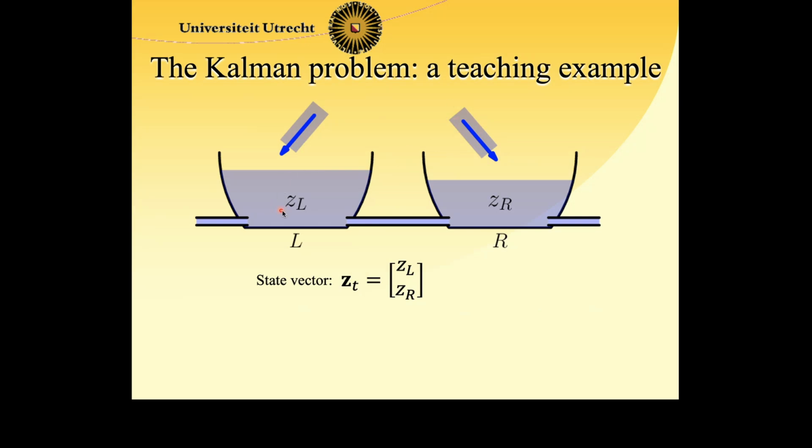Now we have two variables. That is the volume of water in the left and the volume of water in the right. And we want to estimate those at every time step. Now it's difficult to get that volume. We have to estimate it. We can, and we use a model to do that. We assume that these are capillary tubes. So there's a simple linear relationship between, say, the volume and the outflow.